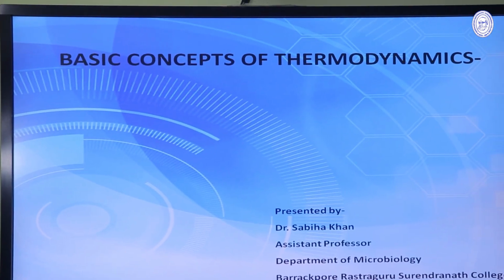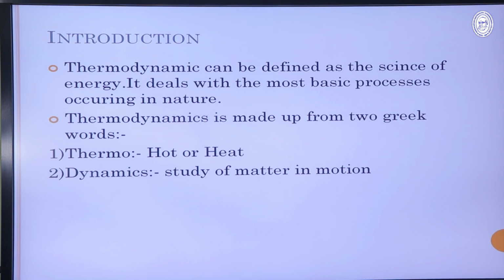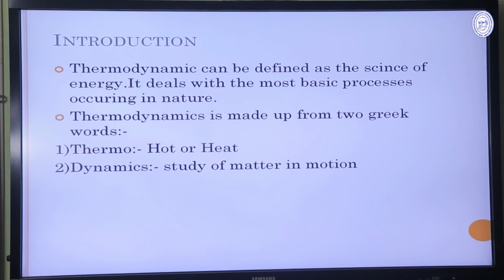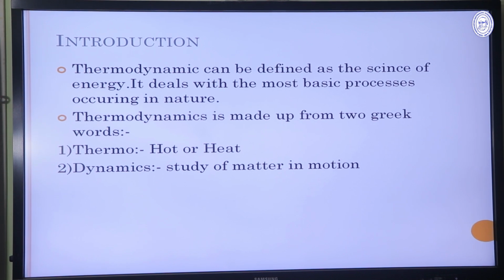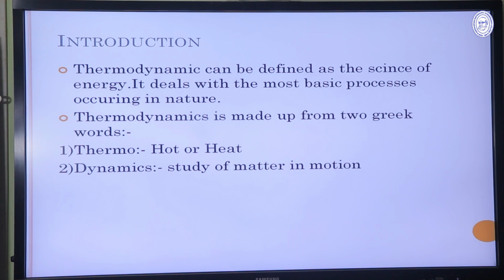Today, I will be giving a lecture on the basic concepts of thermodynamics. So, what do we mean by thermodynamics? Before I start, I would like to mention that thermodynamics is a very important branch of physical chemistry, where thermodynamics can be defined as the science of energy.